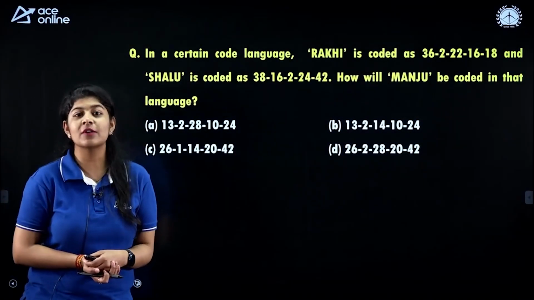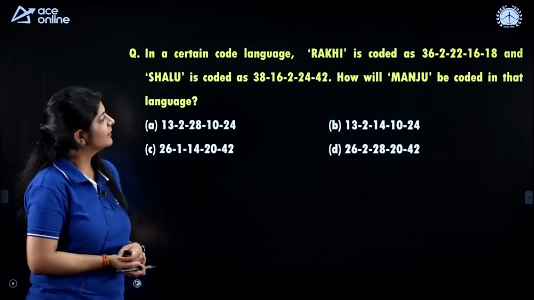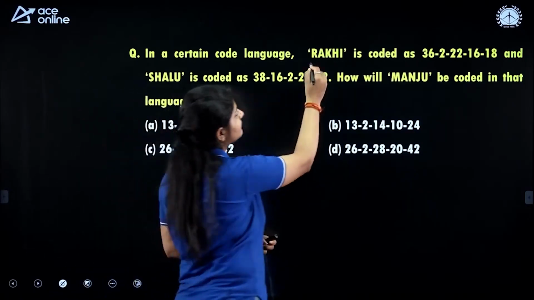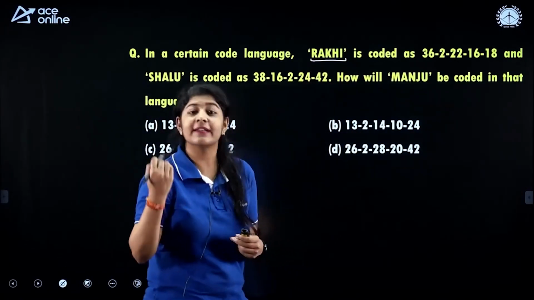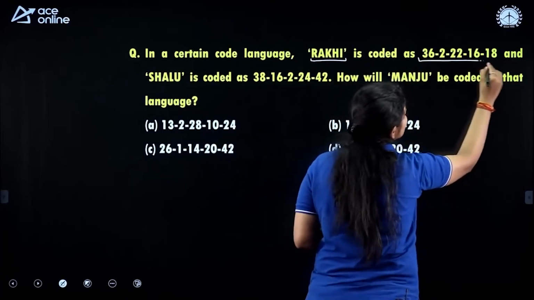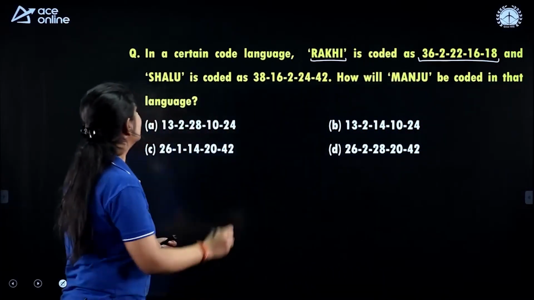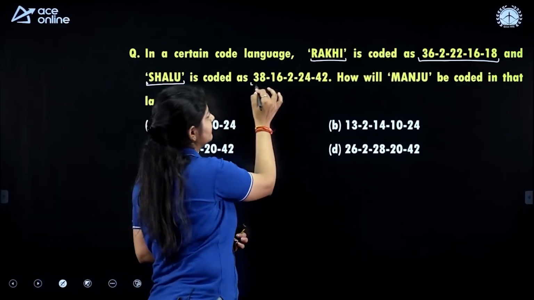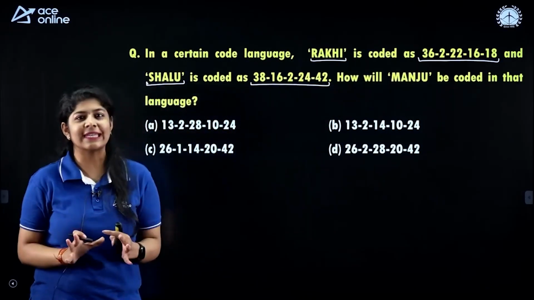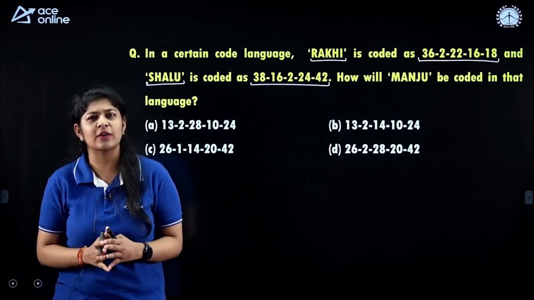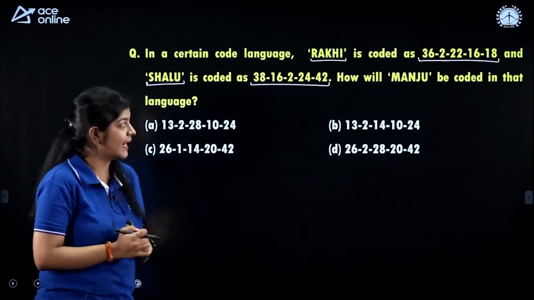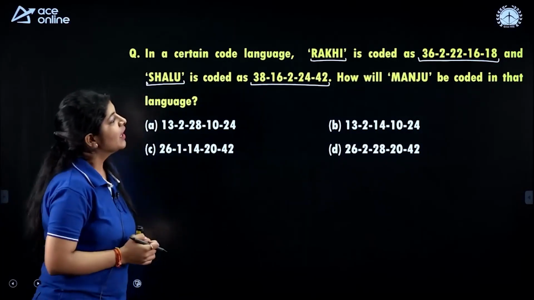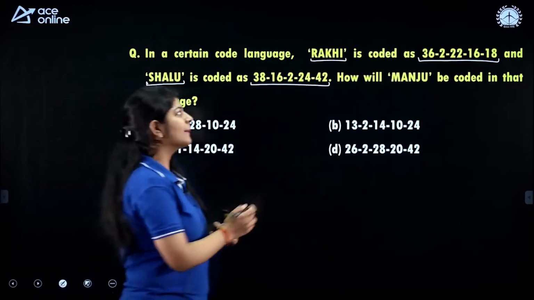The question is from the concept of coding decoding. The question says that in a certain code, the word Rakhi is coded as this one, right? And another word, Shalu, is coded as this one. There are so many categories in coding decoding that we covered in our codes, but here we have letters to number coding, right?